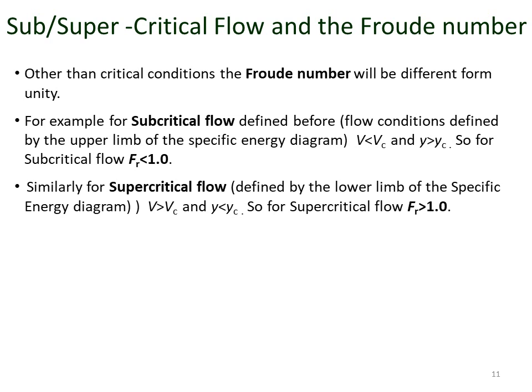Similarly, for supercritical flow, where the flow velocity is greater than the critical velocity and flow depth is less than the critical depth, the Froude number is greater than unity. So these are important characteristics of critical, subcritical and supercritical flow with reference to the Froude number.